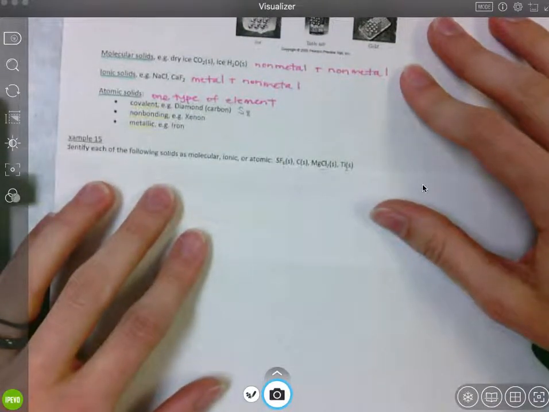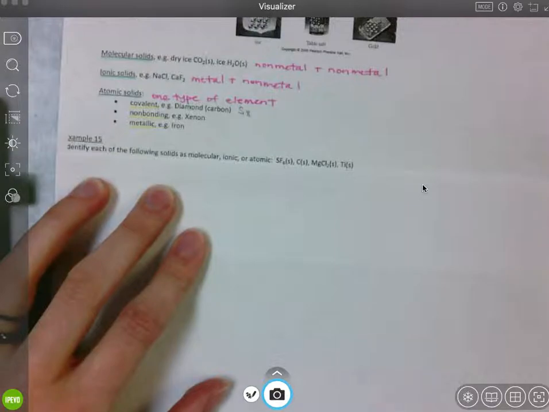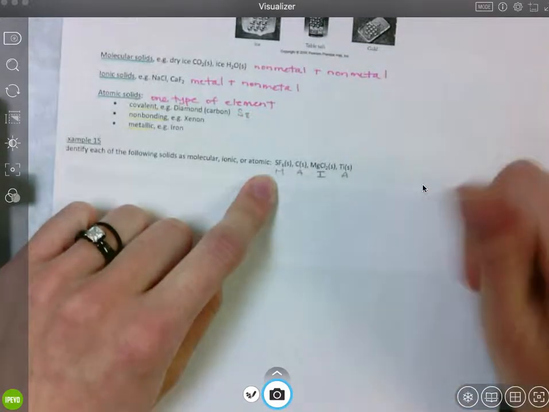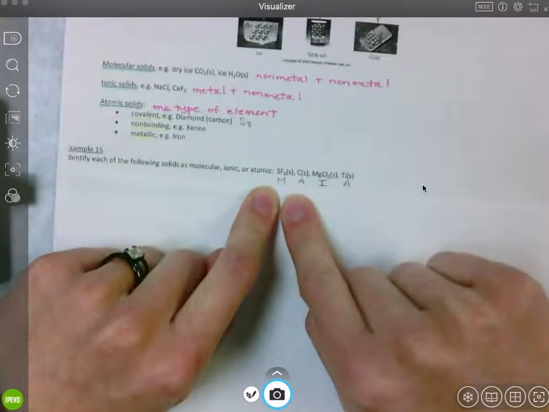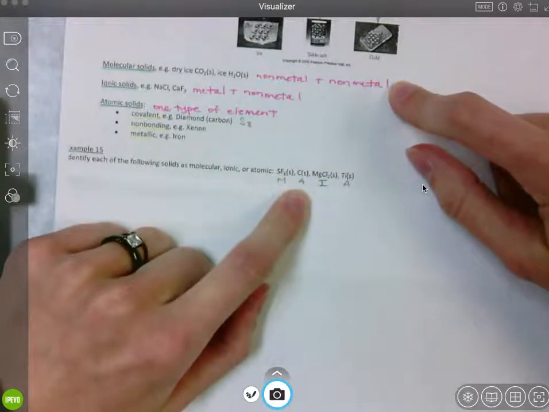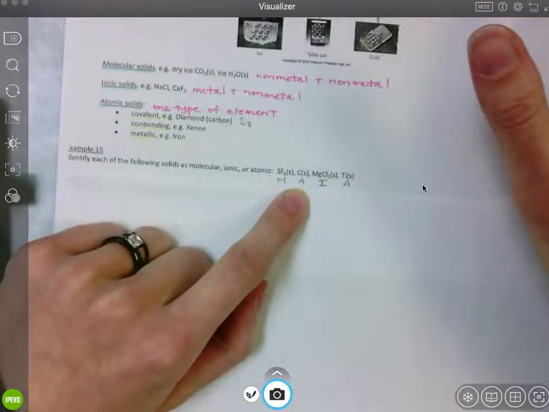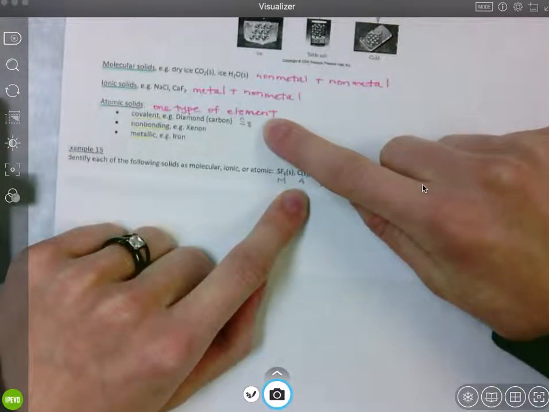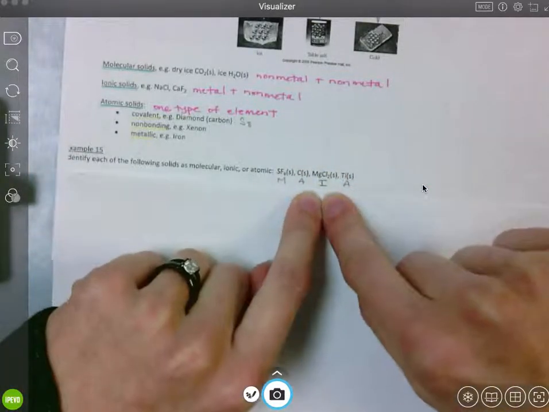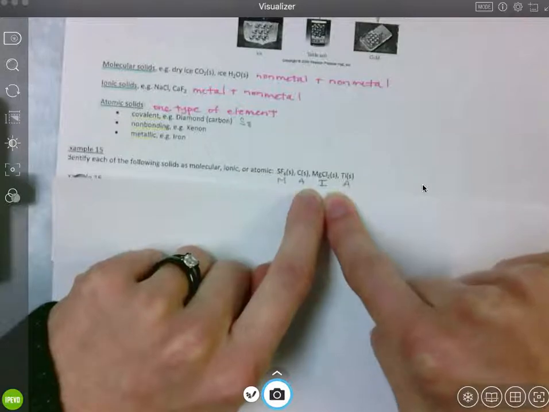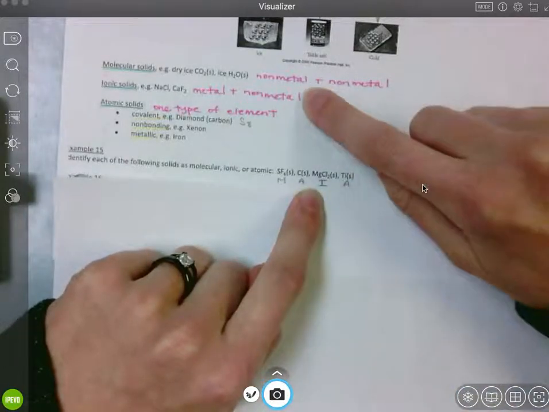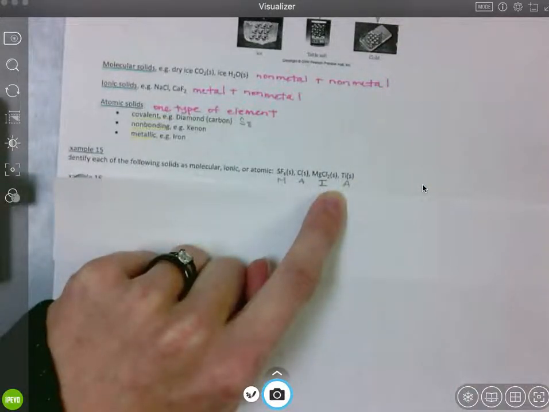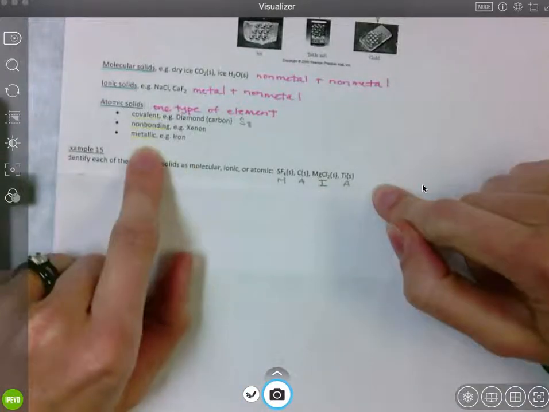So let's look at example 15. Identify each of the following solids as molecular, ionic, or atomic. SF6, we have sulfur and fluorine, both nonmetals, 2 different nonmetals, so we're looking at a molecular solid. Carbon is bonded to itself in patterns, so one type of element, carbon, and it's going to be covalent because carbon is a nonmetal. So atomic covalent solid there. Magnesium is a metal, chlorine is a nonmetal. So metal and nonmetal, those are ionic solids. And then titanium is bonded to itself, and it's a metal, so we're looking at metallic atomic.